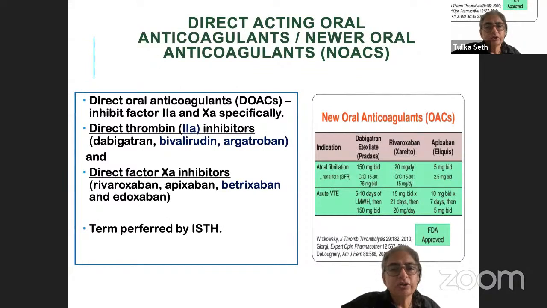Some people use the term newer oral anticoagulants, but ISTH, which is the International Society for Thrombosis and Hemostasis, recommends we use the direct acting anticoagulation, or the DOACs, as the specific term. And there's two major groups. There's the direct thrombin or 2A inhibitors like dabigatran and argatroban. And then we have the direct factor 10A inhibitors like rivaroxaban, apixaban, edoxaban. And the dosing is fairly similar to what is recommended for adults.